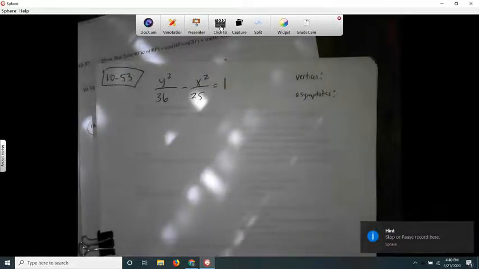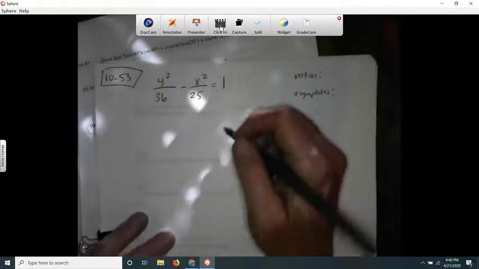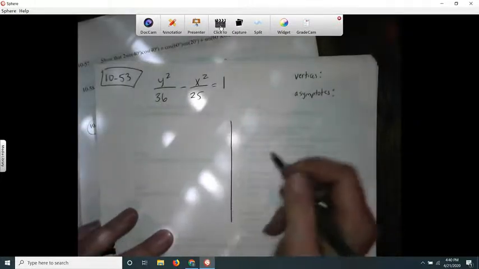This is 10-5.3 for Precalc. It says graph this hyperbola by locating the vertices and sketching the asymptotes. So it didn't ask me for the focus, so I could be lazy and not put the focus, but I need the vertices and the asymptotes. So it's pretty easy to sketch these, I think.